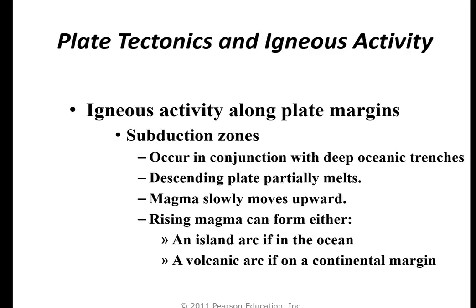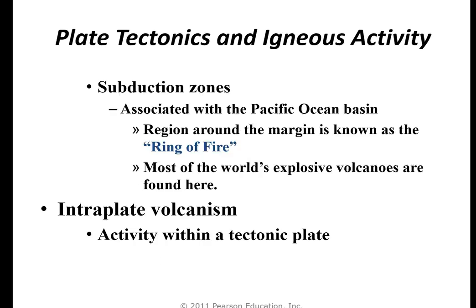In the subduction zones, remember that's when a plate goes underneath another plate, they occur in conjunction with deep oceanic trenches. The descending plate partially melts and magma slowly moves upward. The rising magma can either form an island arc if it's in the ocean, or a volcanic arc if it's on a continental margin. Subduction zones are associated with the Pacific Ocean basin, and we just saw a picture of the Ring of Fire, and this is where most of the world's explosive volcanoes are found.